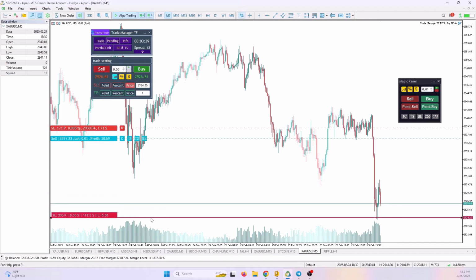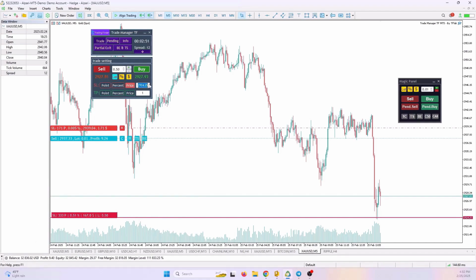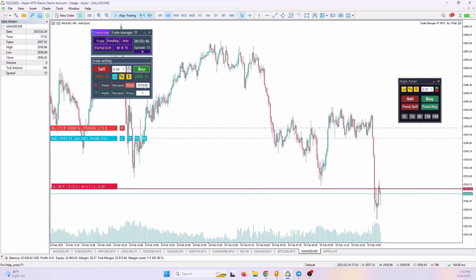We can move it, pull it, or set it manually. In order to do this, we have to double click on the line so that the line is unselected, and we can give it a value. I have chosen the value 29 here, and that's how I set the stop loss in this area.